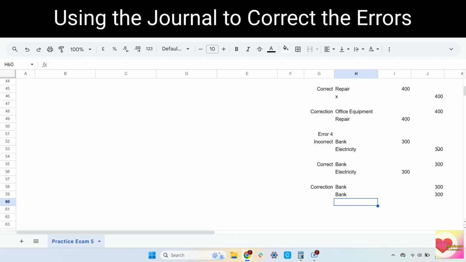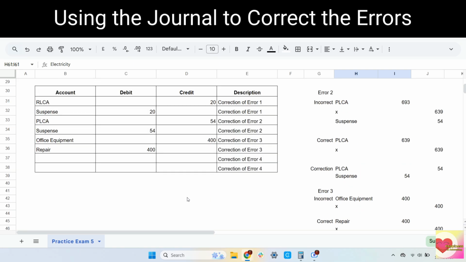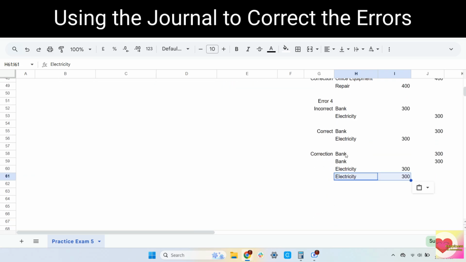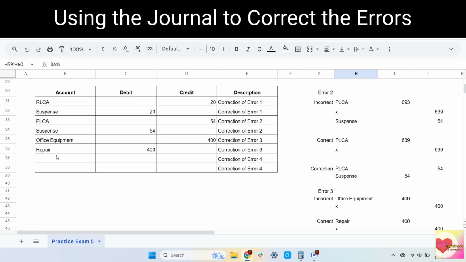Next, the electricity 300 in credit should be 300 in debit. So this 300 credit in electricity is incorrect and should be removed. So we will put 300 in debit. Then let's put the correct entry for electricity, which is 300 in debit. Then let's transfer them to our journal. But since we only have 2 lines for this entry, we could combine both the bank and electricity. So the amount will be 600.